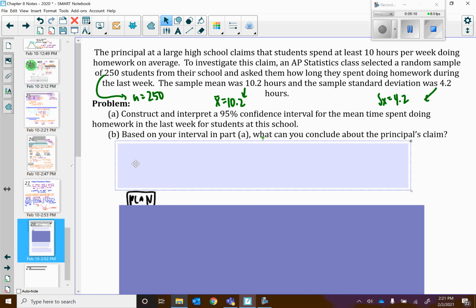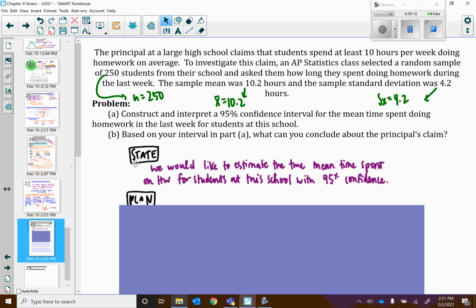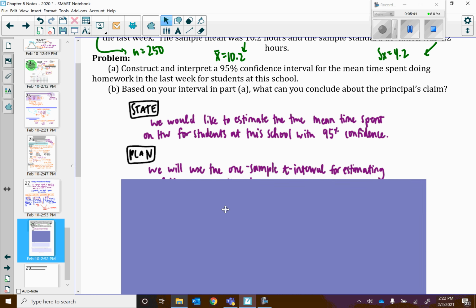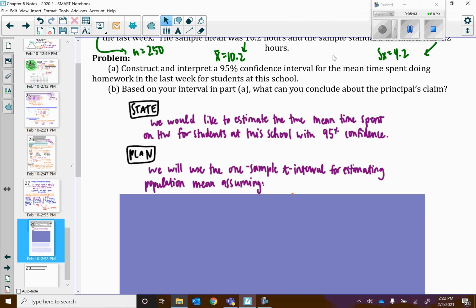So state: we would like to estimate the true mean time spent on homework for students at the school with 95% confidence. Remember, we're really just saying what we're finding. In our plan, we want to say what we are going to use, which inference method, and then check our conditions. Because we are estimating mu, the true mean time, and there is only one sample here, I am going to use a one sample t-interval for estimating population mean.